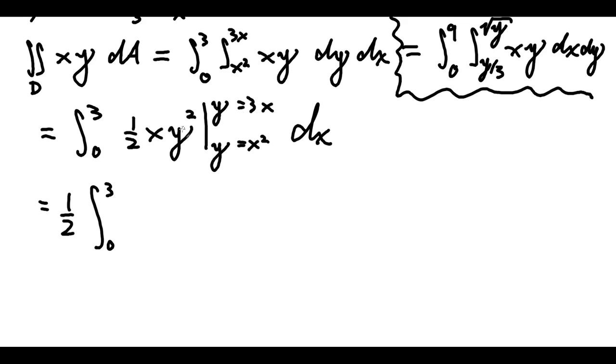At the upper end, we have 3x going in for y. So we have the square of 3x. That's a 9x squared. So we have 9x cubed after we multiply by the x here. Minus, plugging in x squared for y, that gives us an x to the 4th. So that looks like x to the 5th.